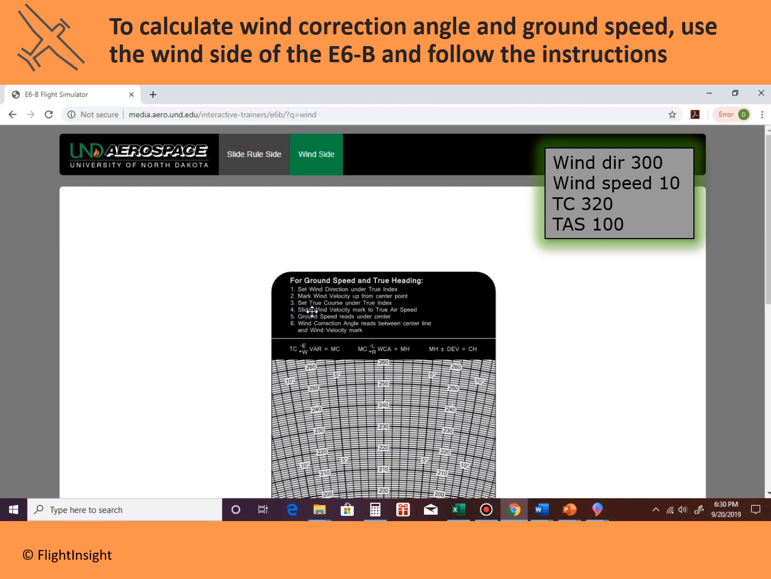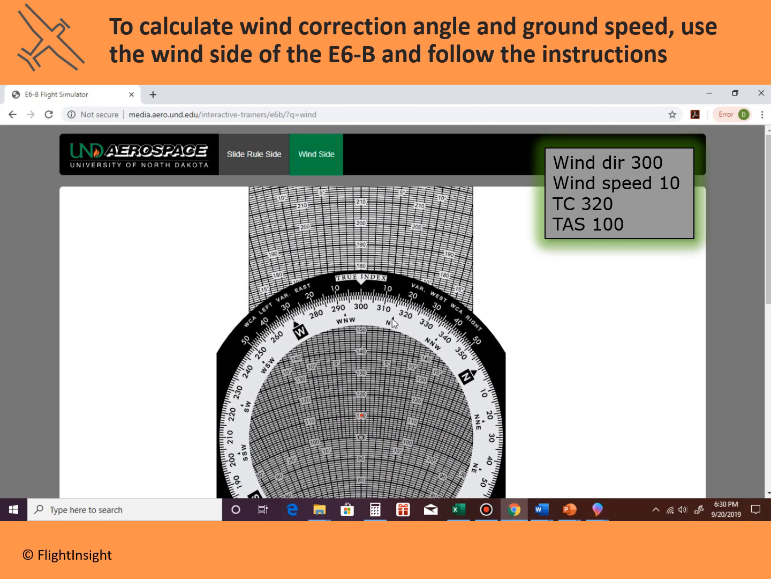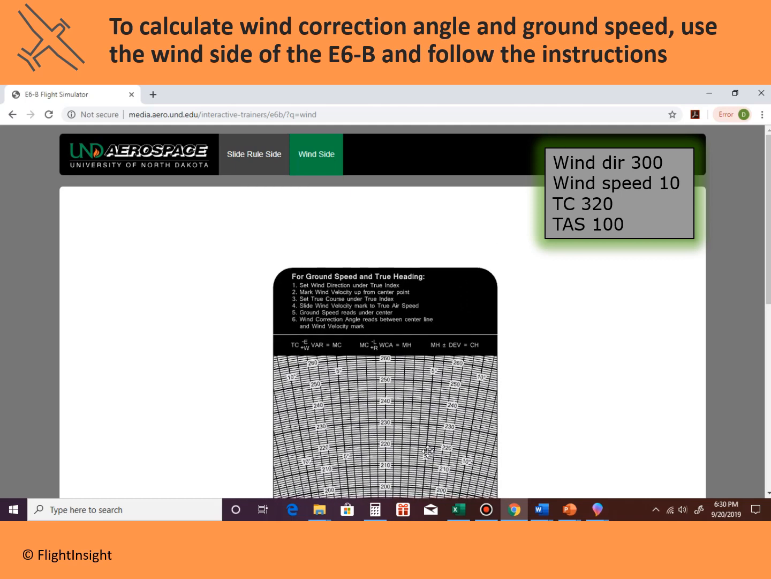Step 3 is now to twist this ring again to set the true course under the true index. The true course we determined was 320 degrees. So I'm going to move this ring to the left to put 320 under the true index. Notice what happened to that red dot. It moved over a little now. So let's keep looking at the instructions.